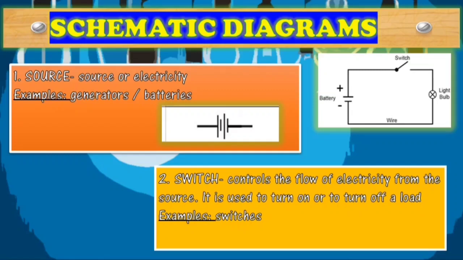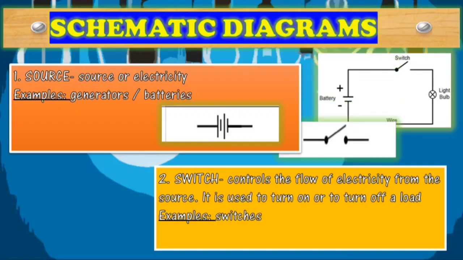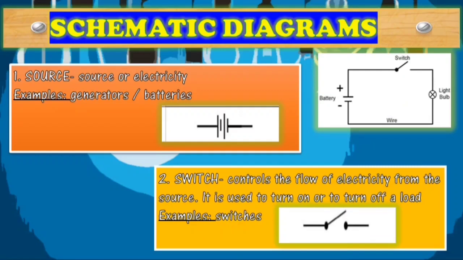Its function is to control the flow of electricity from the source. It is used to turn on and turn off a load. Examples are switches. And this is the schematic diagram.